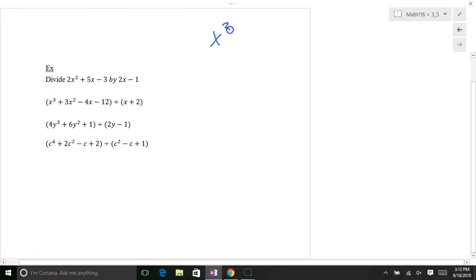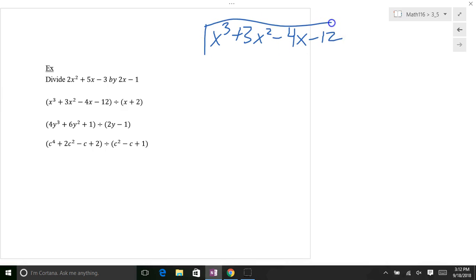Okay, we've got x cubed plus 3x squared minus 4x minus 12, and this is divided by x plus 2. Now matching the x cubed, I'm looking at the x cubed. What times this x gives you x cubed? And you say, well, that's x squared. Multiply it through.